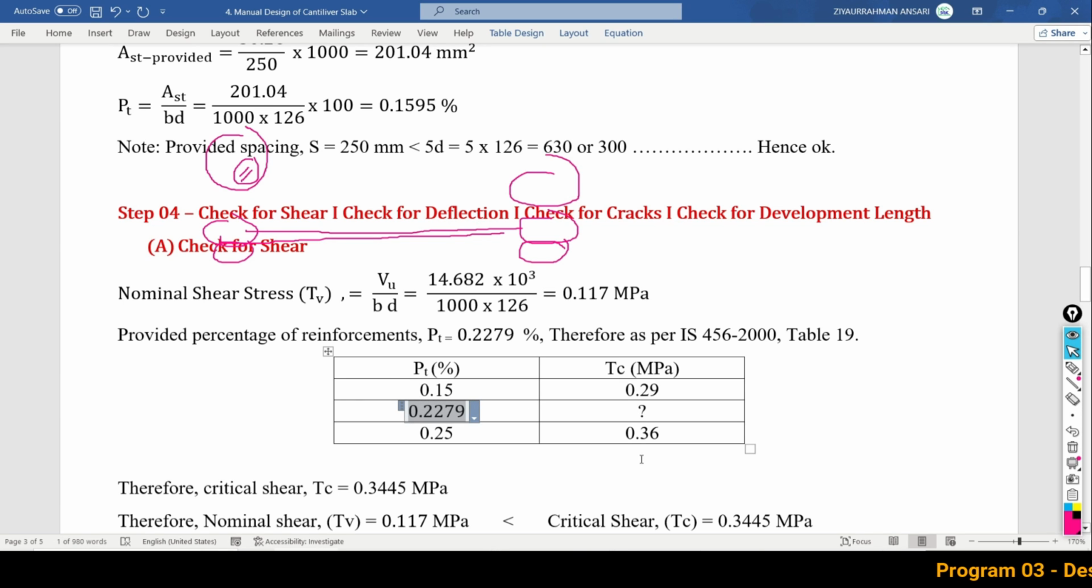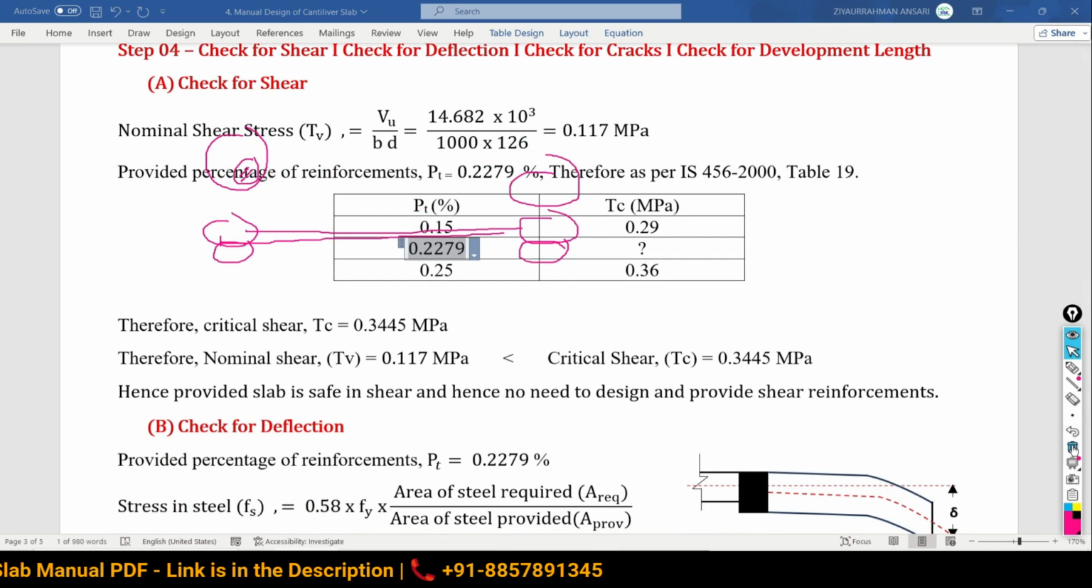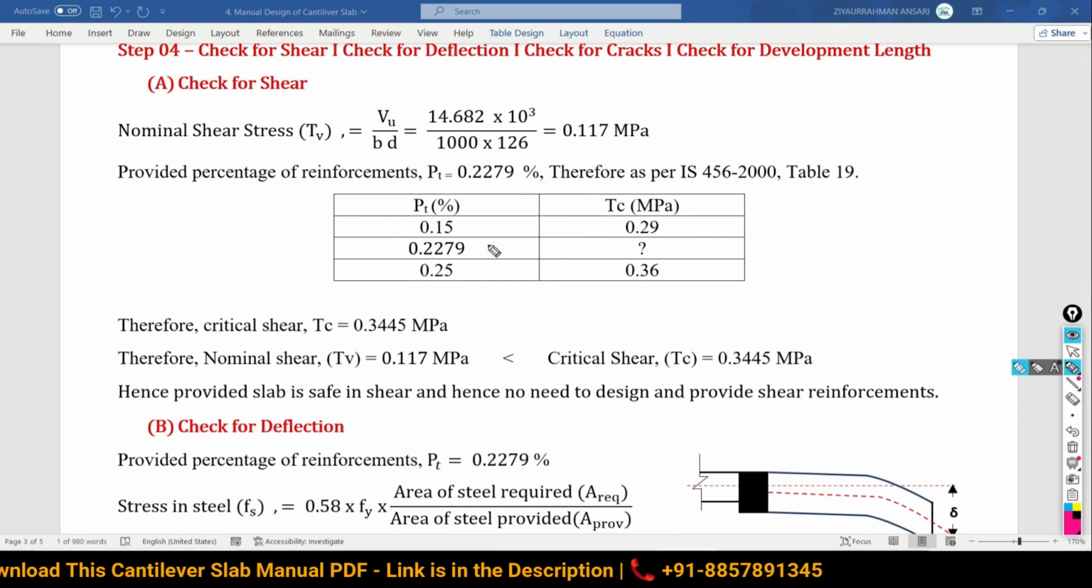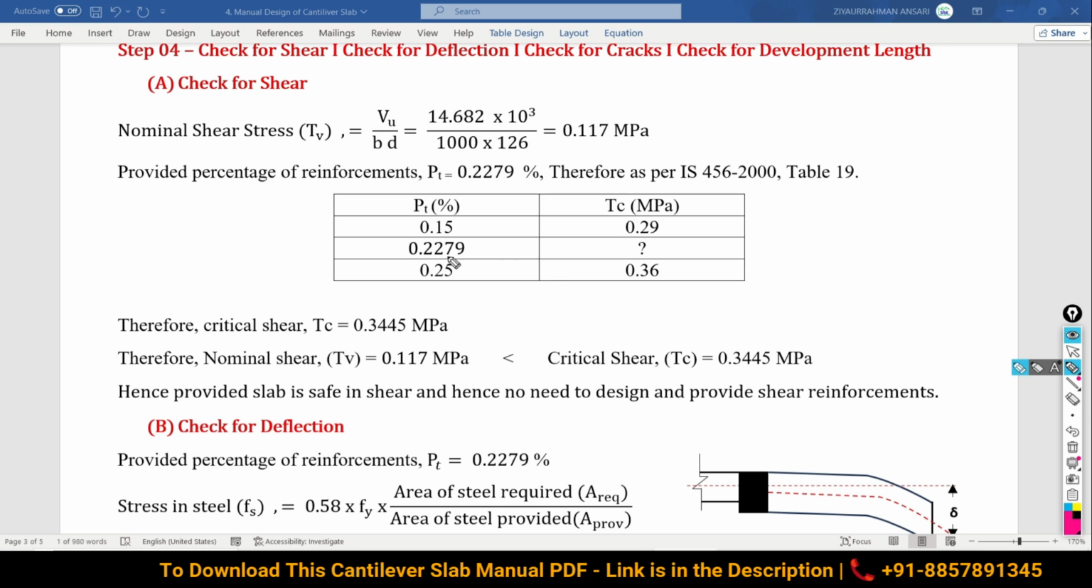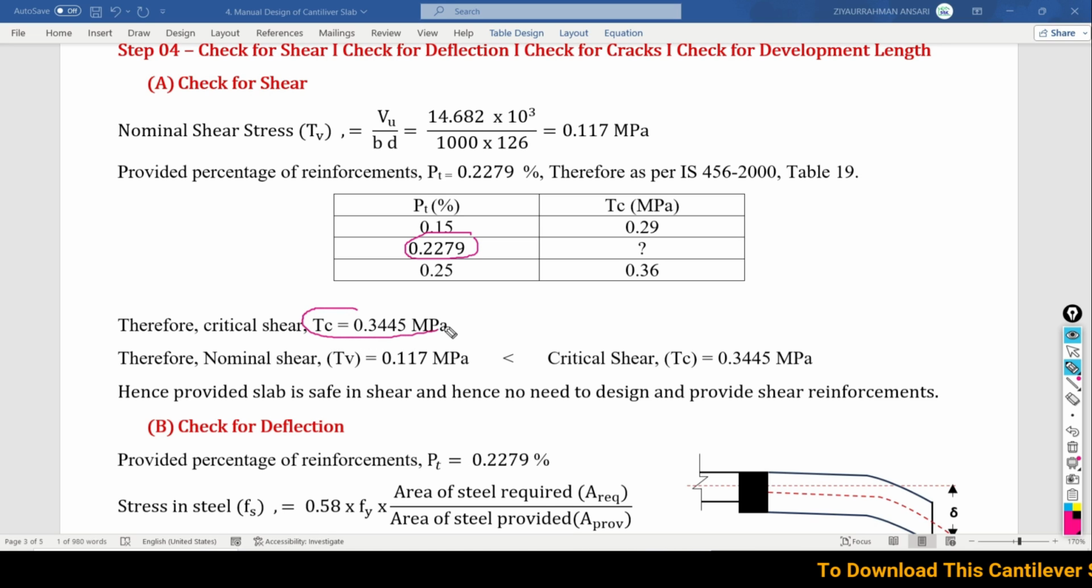After doing the linear interpolation, I am considering that you all know what linear interpolation means and how to do it. After doing this calculation, we are getting the value of tau c for this percentage of reinforcement as 0.3445. So this is the critical capacity of your concrete. The concrete has a shear resisting capacity of 0.3445 and your nominal shear is 0.117.